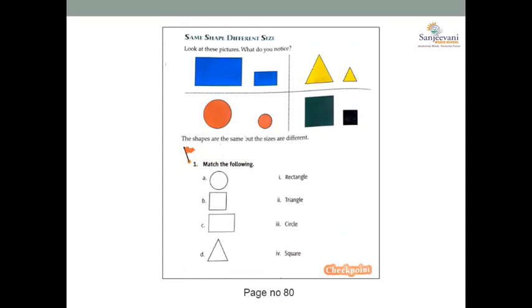So A, which shape is this, children? Yes, you guessed it right. It is circle. So the correct answer is number 3. Number 3, C-I-R-C-L-E, circle. Next, B. Besides alphabet B, which is that shape? Yes, you all are right. It is a square. So the answer is number 4. Number 4, square.